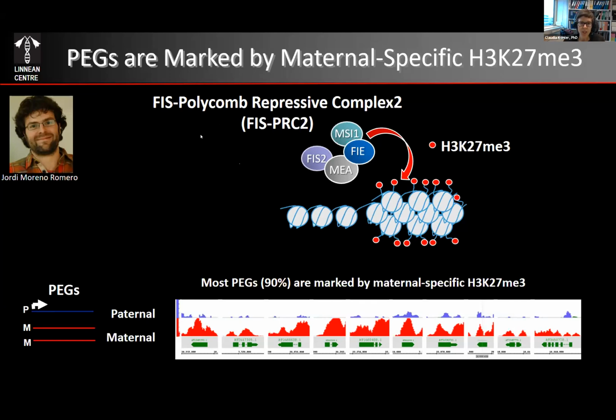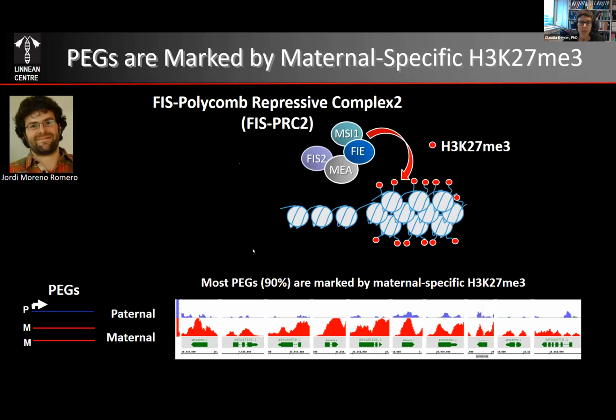And in plants, we have multiple variants of this complex, and one variant that is specifically active in the central cell, the precursor cell of the endosperm, and later on also in the endosperm, is the FIS-PRC2. And Jordi, a former postdoc in my lab, asked what is the connection between FIS-PRC2 function and imprinting. What he did is he profiled the presence of this modification in the endosperm, and he did that in an allele-specific manner.